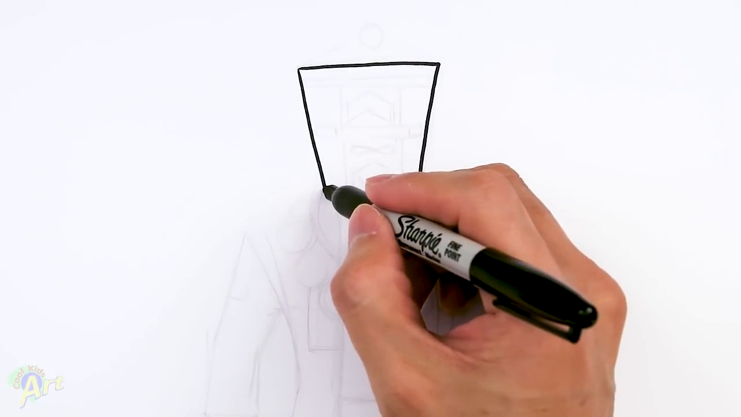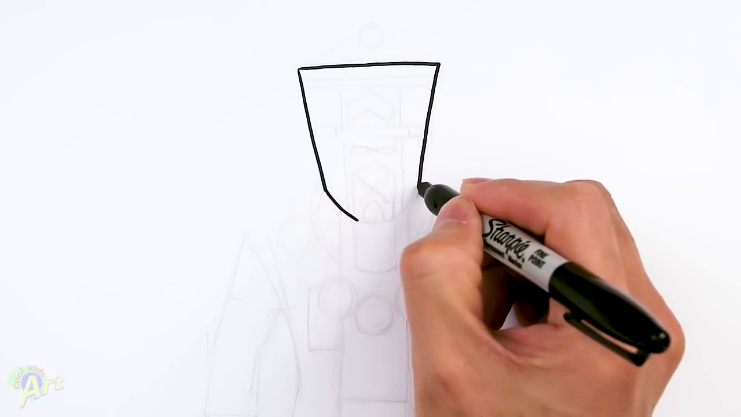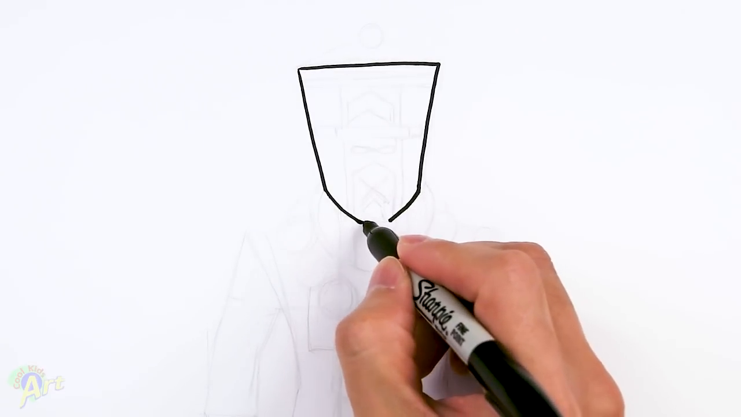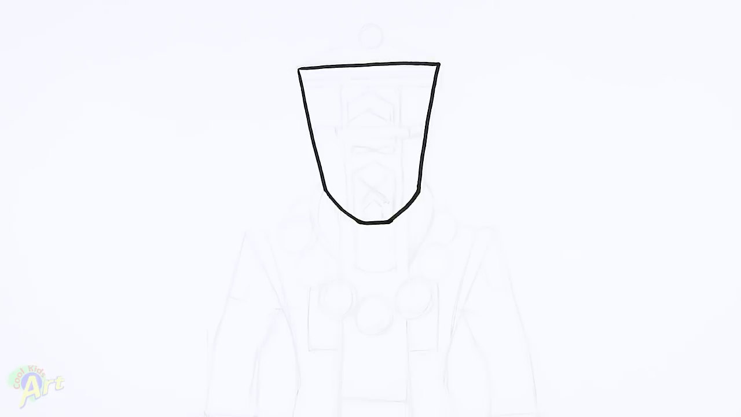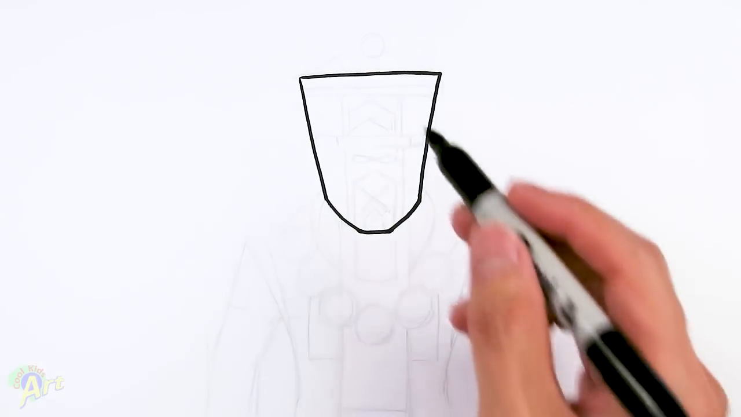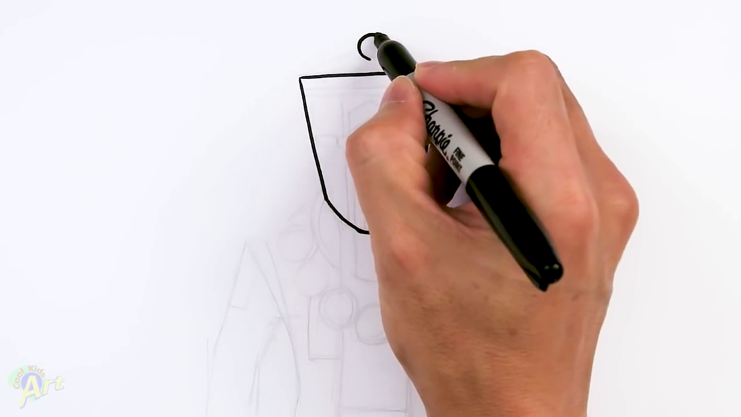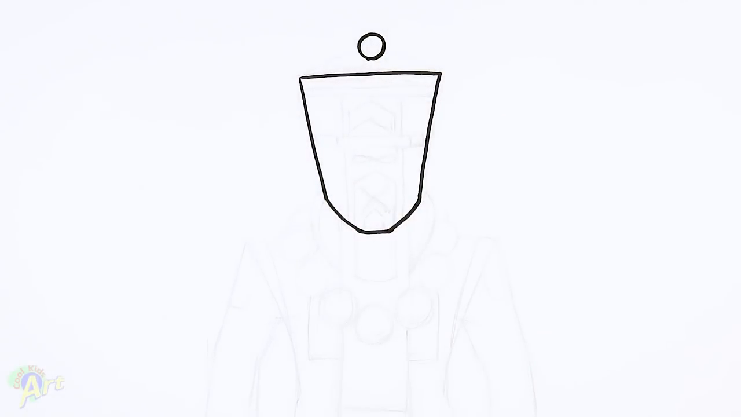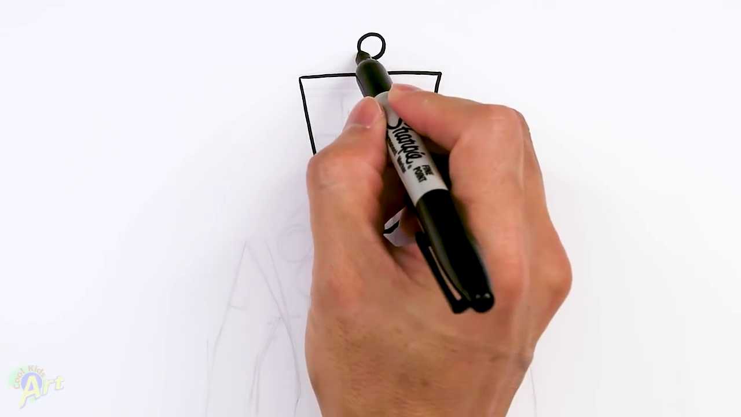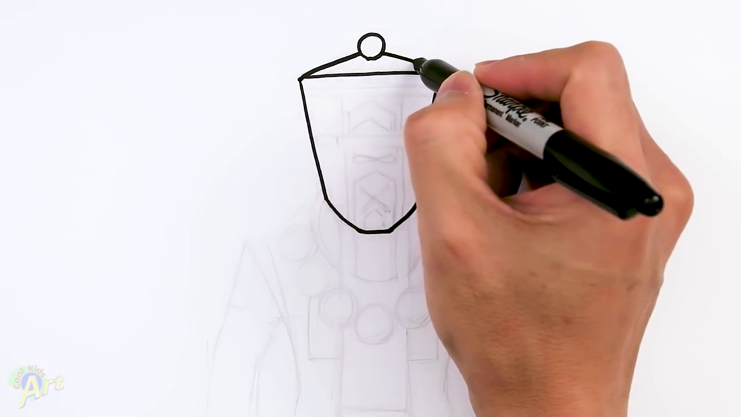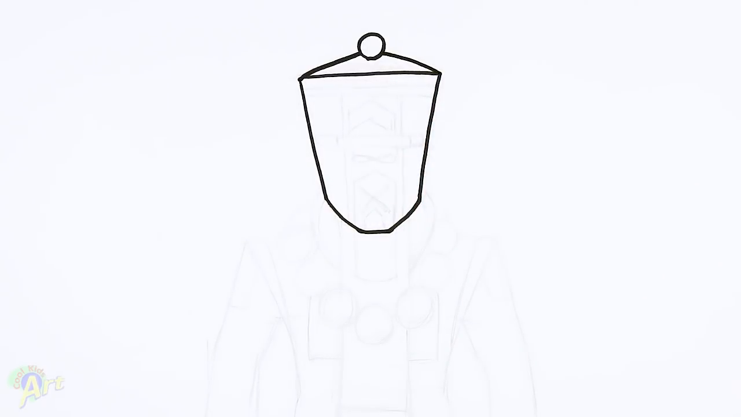And then from there, we're just going to curve in slightly, and then close it off. This would be his chin. Alright, and then to finish off the top here, just come up right in the middle. I'm just going to draw a circle. And then from that circle, draw a slanted line all the way to the corners again. And that will finish off the top of the head.